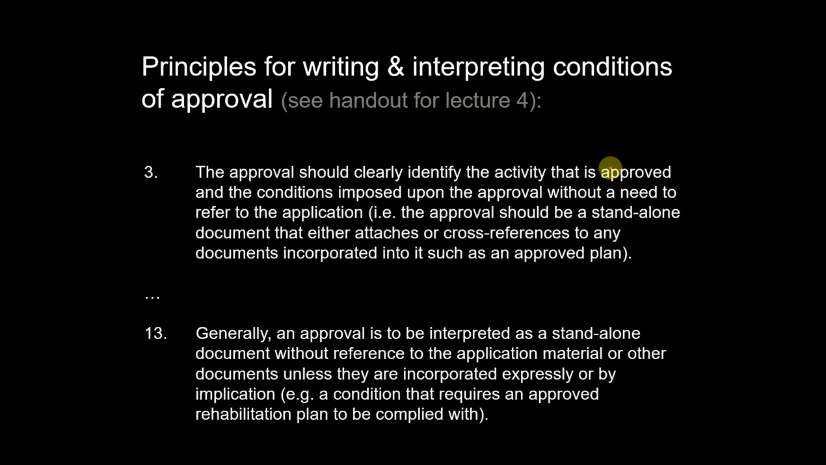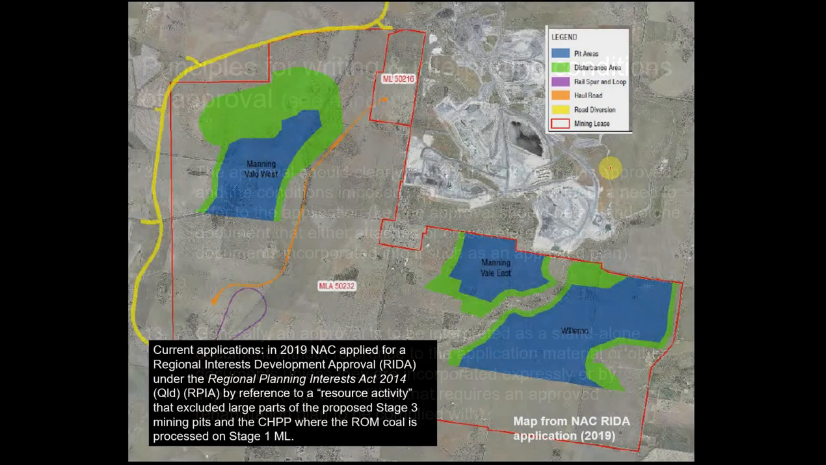So that's standard practice. And the reason why you do that as a regulator is because generally an approval is to be interpreted as a standalone document without reference to the application material or other documents, unless they're incorporated expressly or by implication. So it's by implication that I say the mining company is limited for its stage two environmental authority to the area that it applied for.